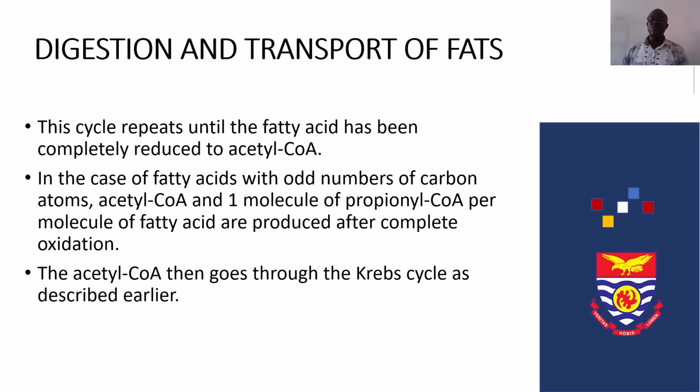In the case of fatty acids with odd numbers of carbon atoms, acetyl coenzyme A and 1 molecule of propionyl coenzyme A per molecule of fatty acid are produced after complete oxidation. The acetyl coenzyme A then goes through the Krebs cycle as described earlier.